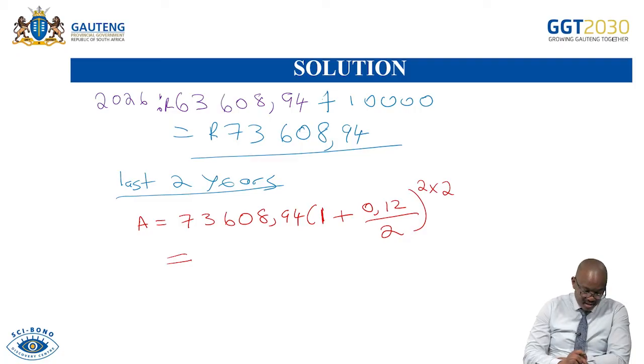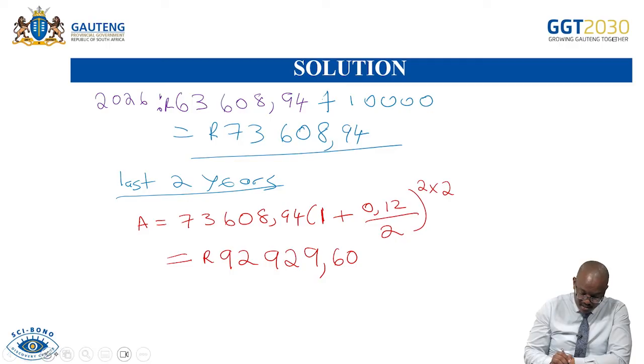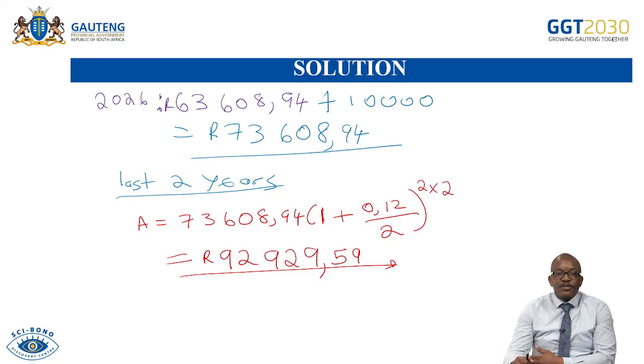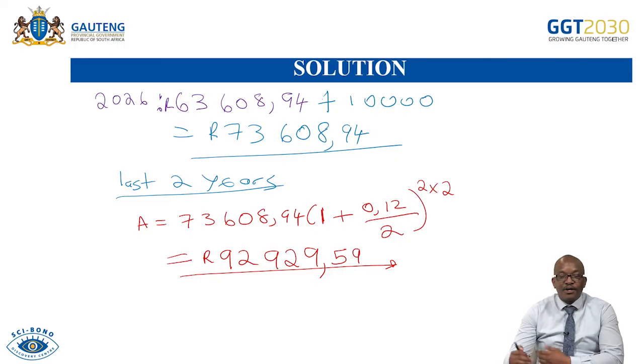It's 73,608.94 into 1 plus 0.12 divided by 2, then all to the power of 2 multiplied by 2. Then we are going to get the amount of 92,929 rand, 59. So that is the amount that the municipality will accumulate in a 5-year period.